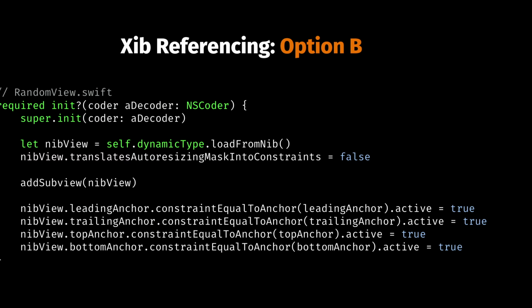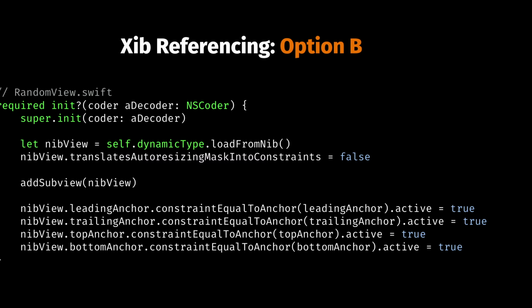The second option is to add the loaded nib view as a subview inside init with coder. This has the advantage that you don't need to transfer over all these properties and constraints and basically don't lose any context here. But you have to live with an additional intermediate subview, so you have an extra view level.